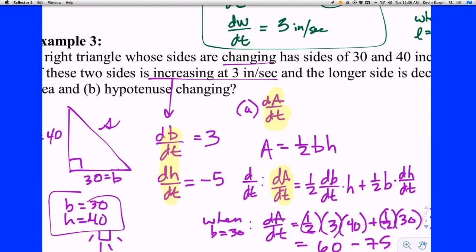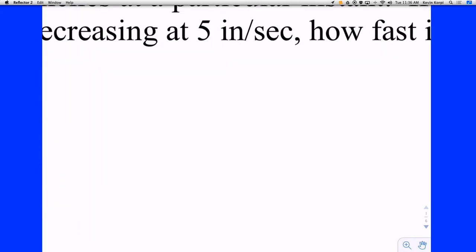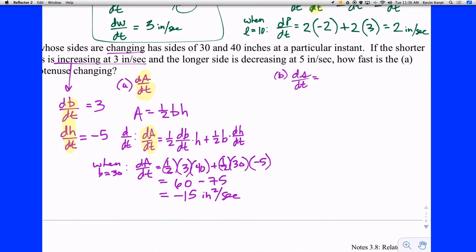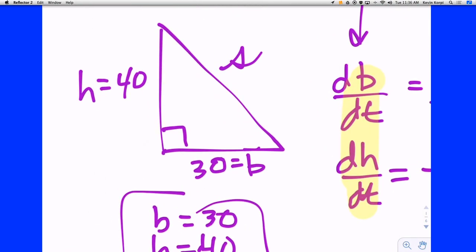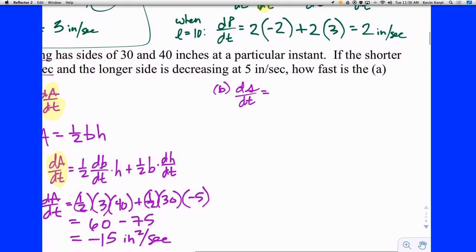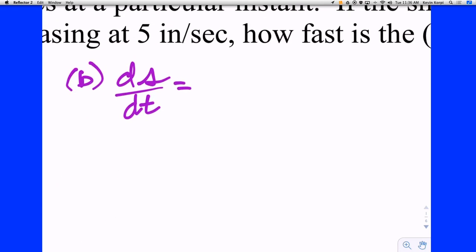Okay, so if I label the hypotenuse S, now on part B, you can call it X or whatever. We're looking for the rate of change of the hypotenuse, so we're looking for ds/dt. That's our target, right? Now, before I can relate the rates, I need to relate the quantities. So how do I relate the hypotenuse to any of the other quantities, namely the h and the b? Yes, the Pythagorean theorem. So here we go: S squared is equal to b squared plus h squared.